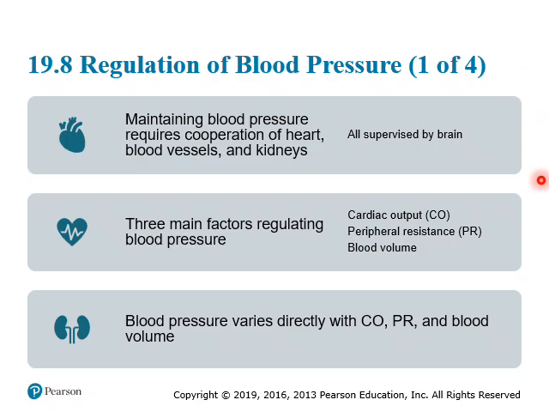So let's take again a look at how we regulate blood pressure. Pretty much we maintain blood pressure. It requires the cooperation of the heart, the blood vessels, and the kidneys, and they're all supervised by the brain. Then you have the three main factors that regulate blood pressure: the cardiac output, the peripheral resistance, and the blood volume. Blood pressure varies directly with cardiac output, peripheral resistance, and blood volume.